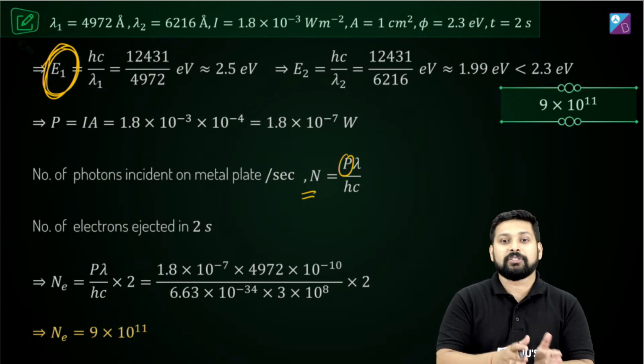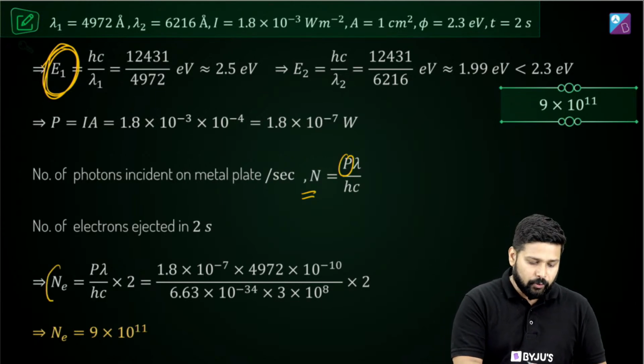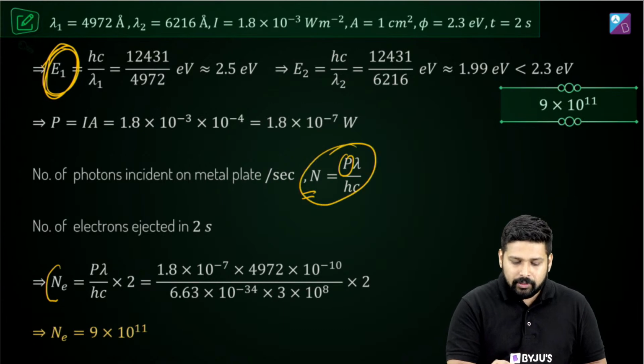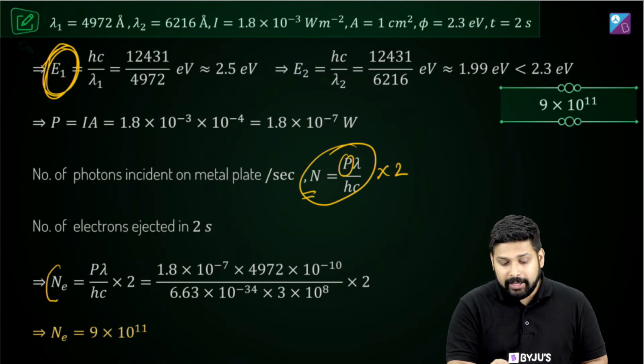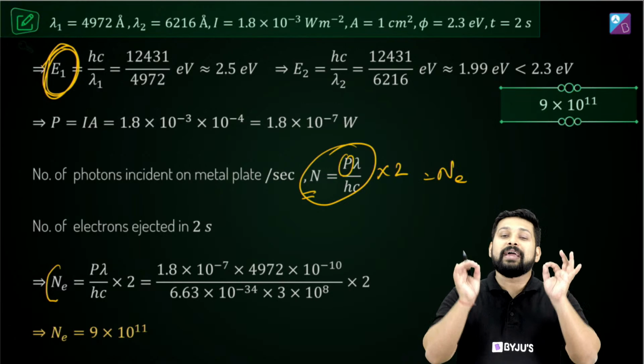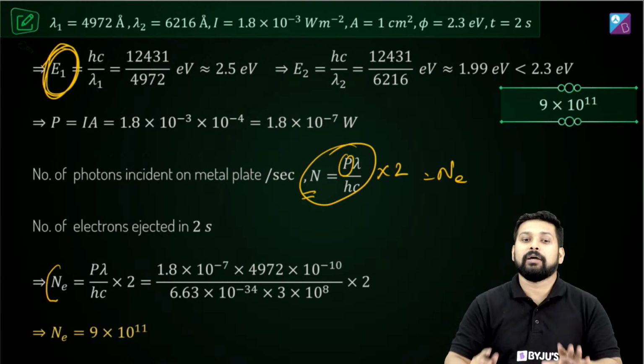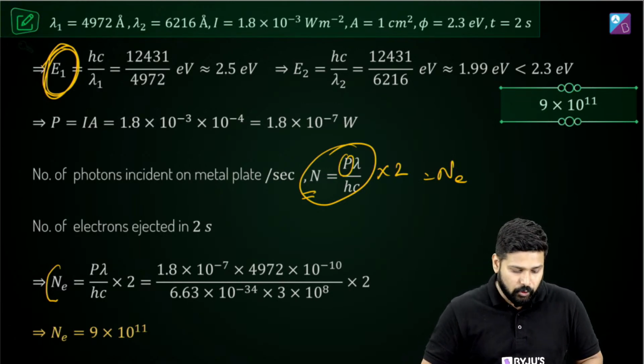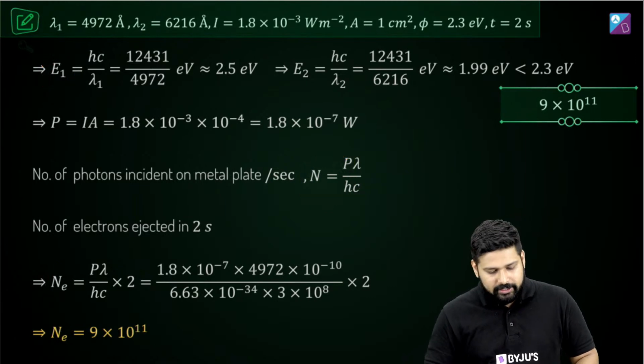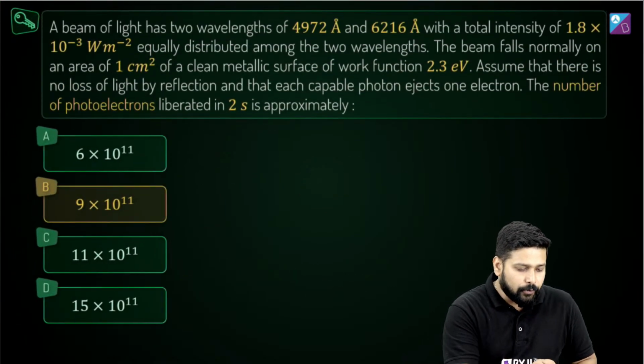So total number of photons times 2, because this is the number of photons in 1 second. So the number of photons in 2 seconds will be twice of this, and this is also equal to the number of electrons. Why? Because for every photon there is an electron which is associated. Cool. So 9 into 10 to the power 11 is what you get, and the correct option for this particular question is option B.